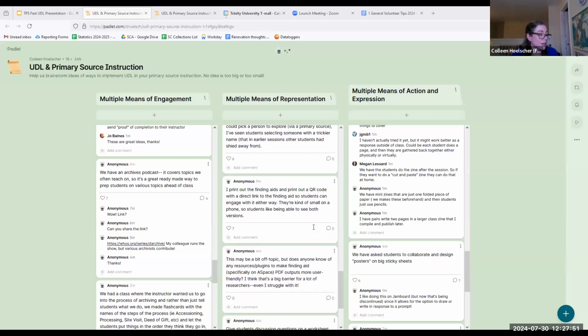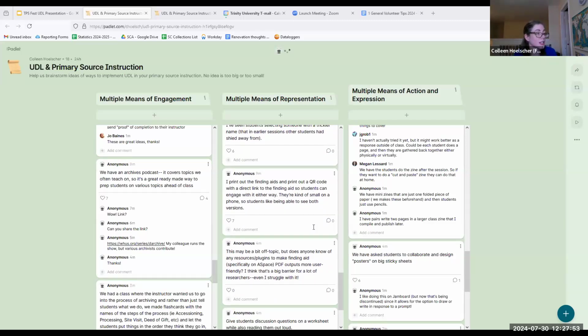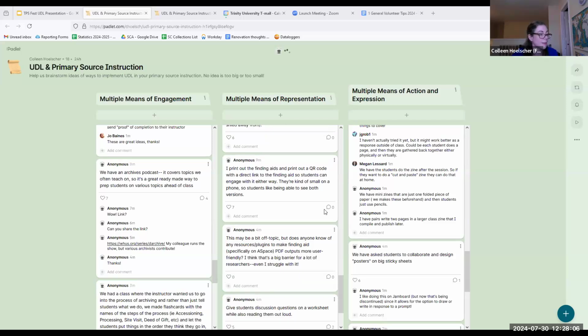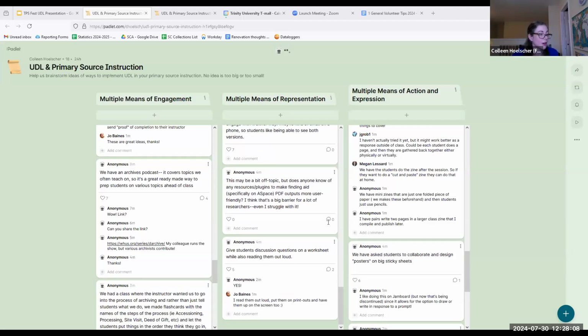That's a great point. Another person said that they print out the finding aids and print out a QR code with a direct link to the finding aids so students can engage with them that way. They're kind of small on a phone, so students like being able to see both versions. QR codes are, who knew that they'd come back around and they'd be really great again.